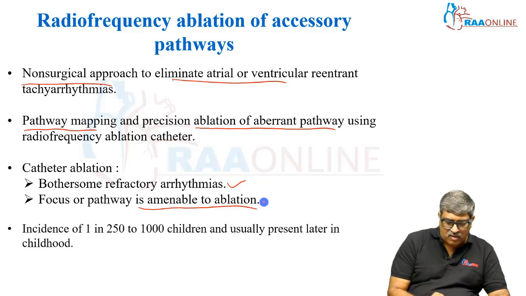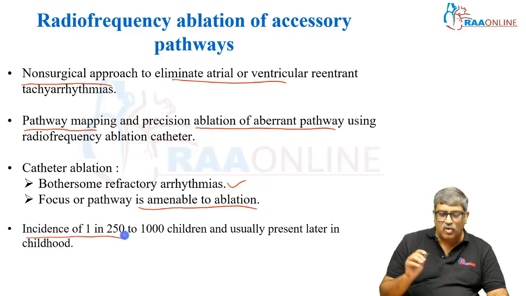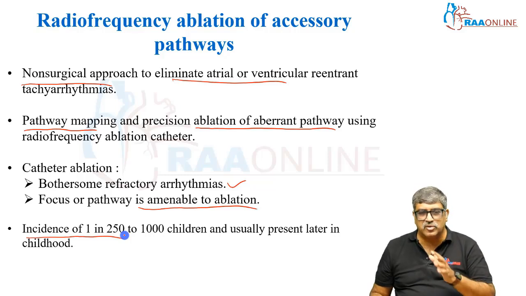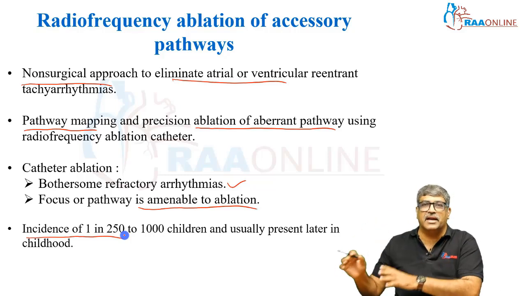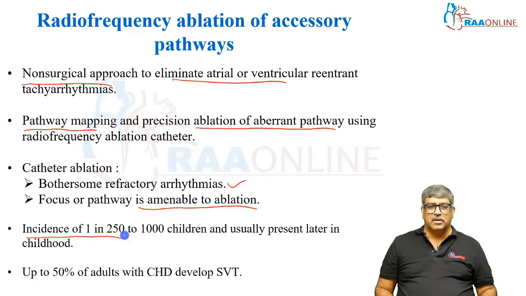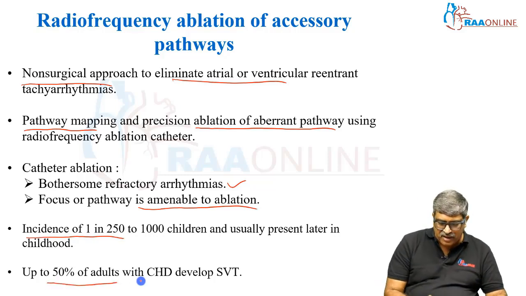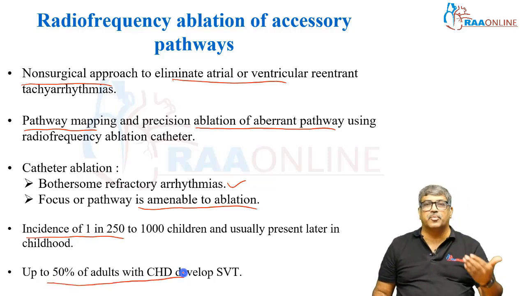The incidence of such arrhythmias is 1 in 250 to 1000 children, and they usually present later in childhood. Up to 50% of adults with congenital heart disease develop supraventricular tachycardia.